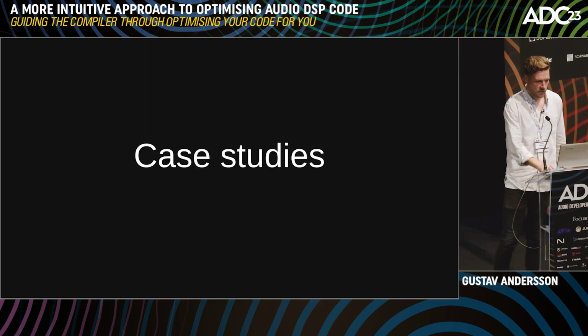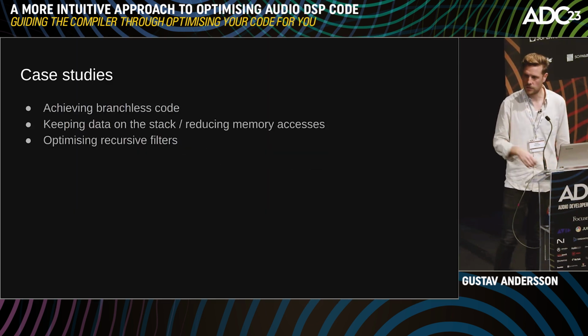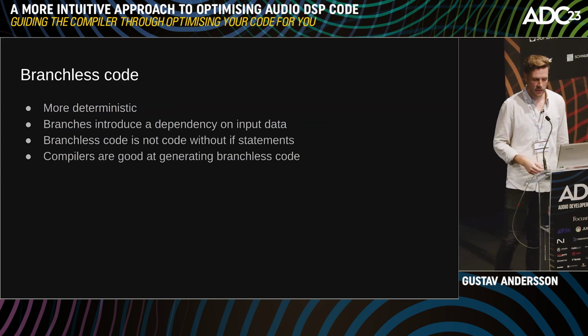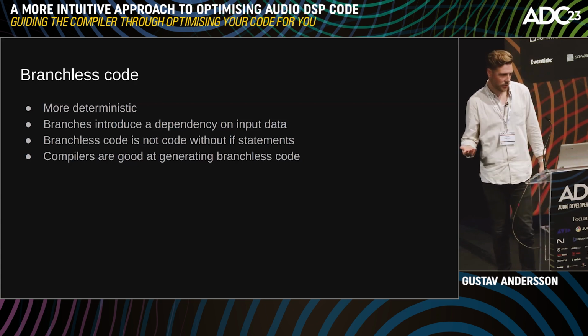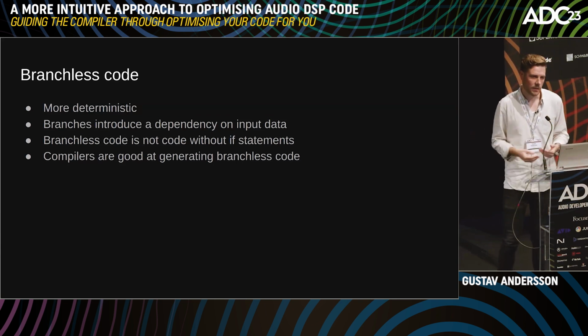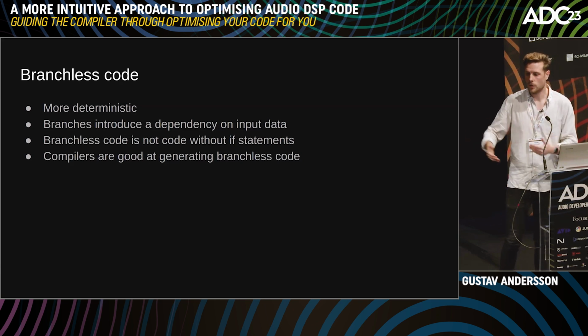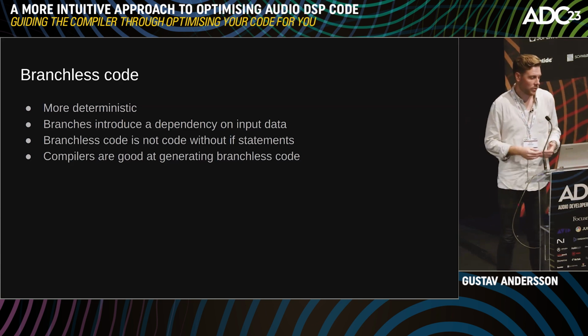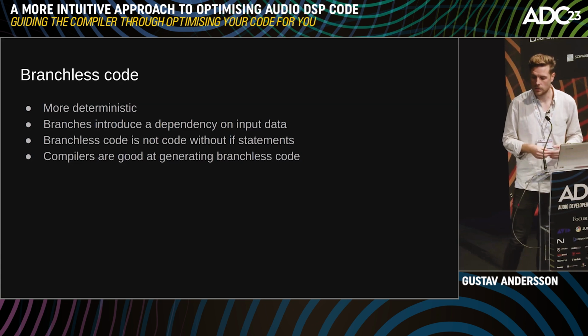So, a few more case studies. I'll have three of them that we will look into. A little bit of getting branchless code, or more like thinking that maybe you already have branchless code. The benefit of branchless code is that it's more deterministic. There are no branches that can be mispredicted. And it doesn't depend on the data. You want your DSP to take the same time, regardless of whether you're passing silence or noise or loud or silent signals. And this is good advice.